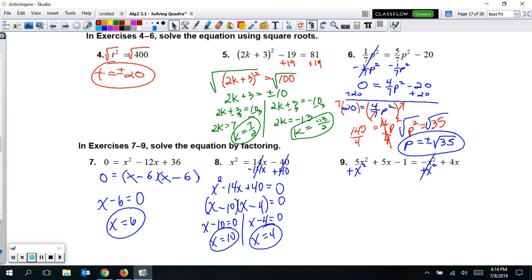I'm actually going to subtract 4x from both sides to undo that one. So minus 4x, and I'm also going to minus 4x from this 5x, leaving me with 1x on this side. So I'm going to get a 6x squared plus an x minus a 1 equals 0. So there it is, 6x squared plus x minus 1 equals 0.